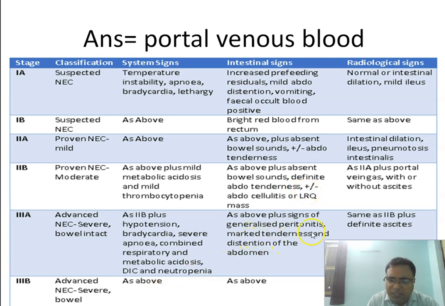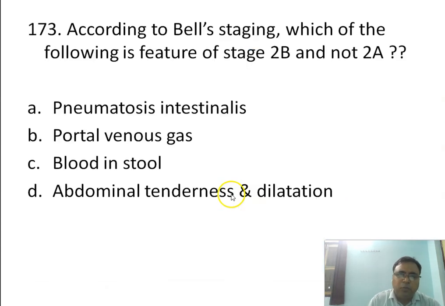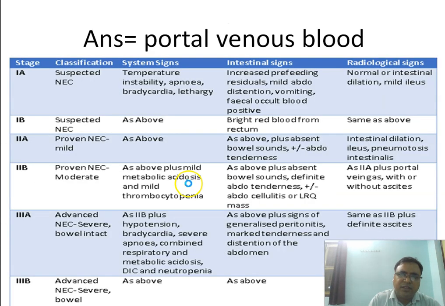3A, all these features, along with that we are getting ascites. And 3B, we are getting pneumoperitoneum. So here the question is 2B. 2B means portal venous gas. 2A means pneumatosis intestinalis. Blood in the stool means 1B. So accordingly, we can know.